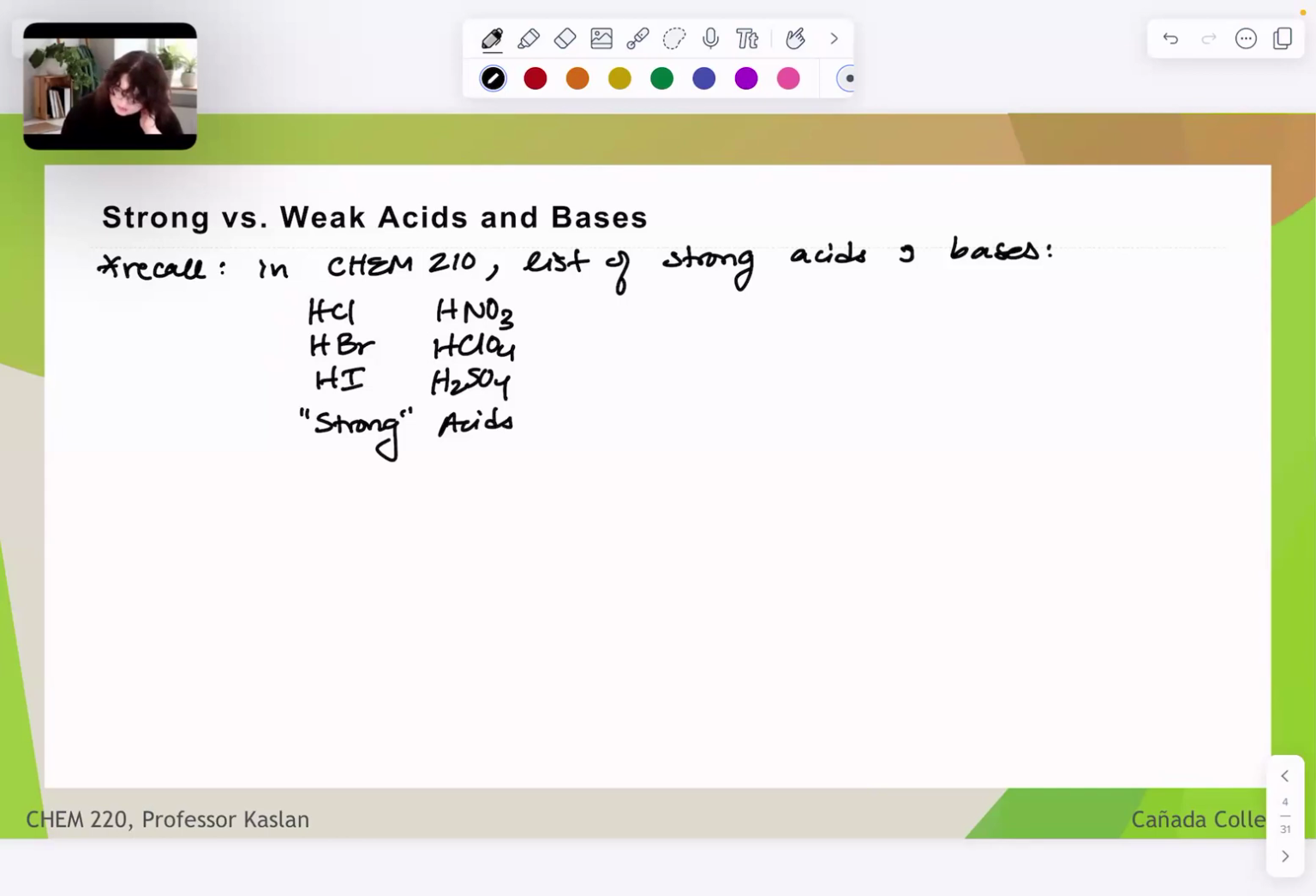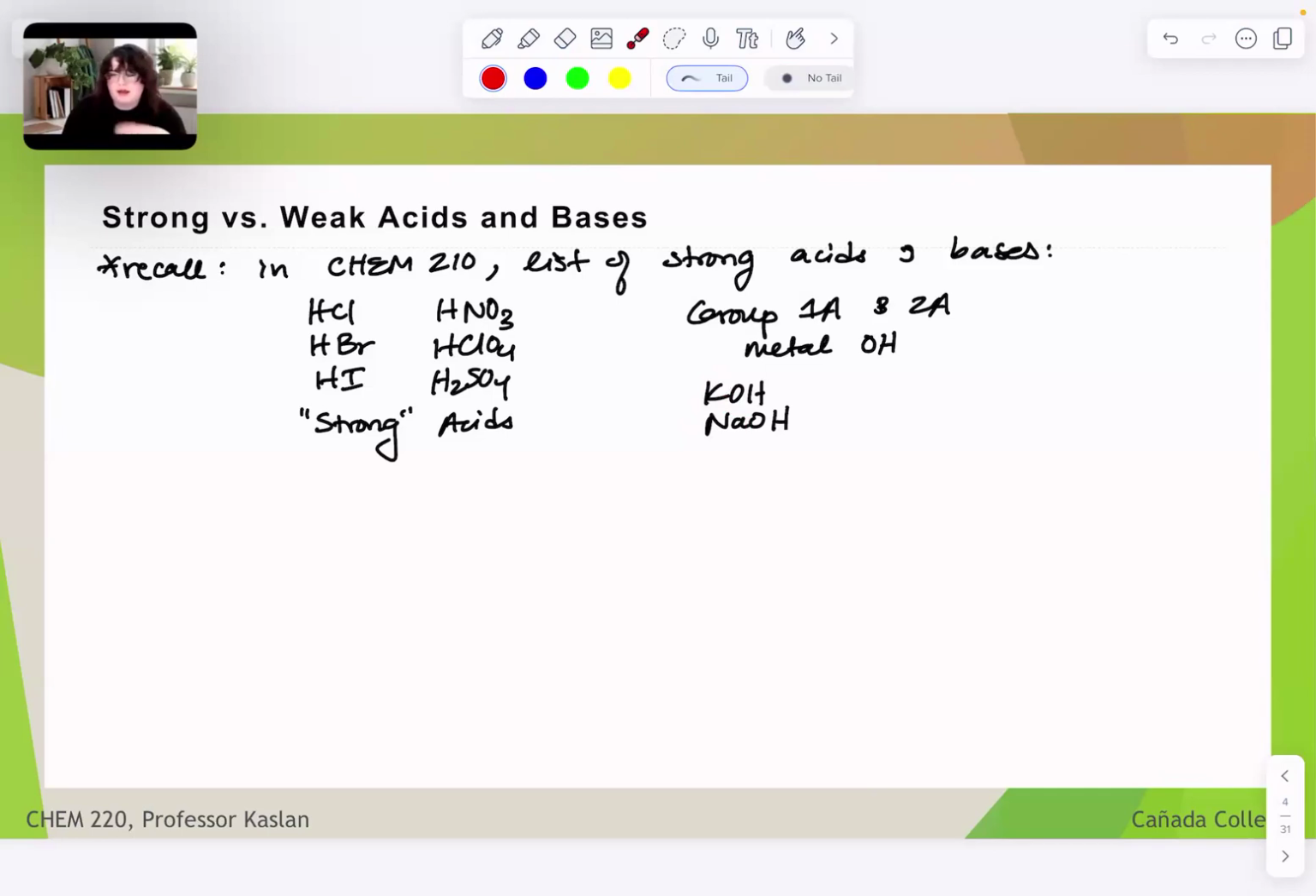And then our strong bases were our group 1A and 2A metal hydroxides. So this is something like KOH, NaOH, etc., where the nature of that ion, the cation, matters. So as you go further down, things get a little interesting. So we have something like calcium hydroxide, magnesium hydroxide, etc. These were our strong bases.